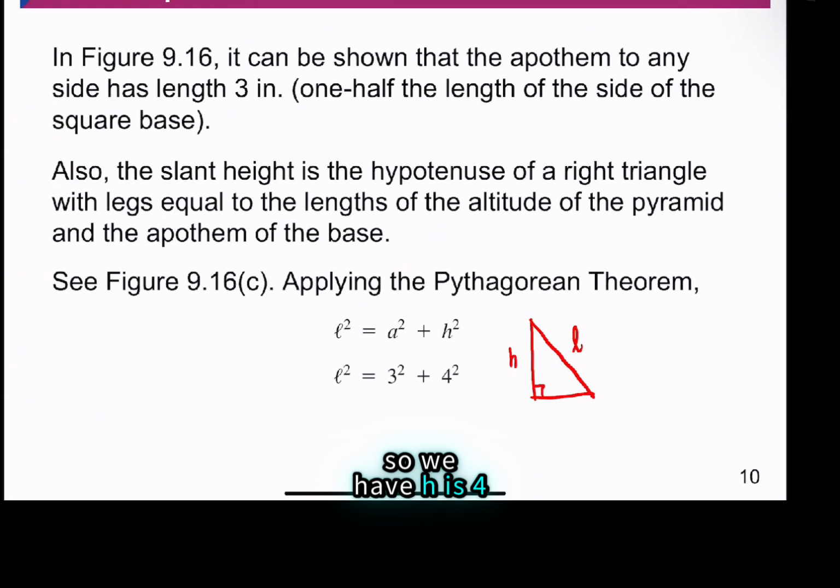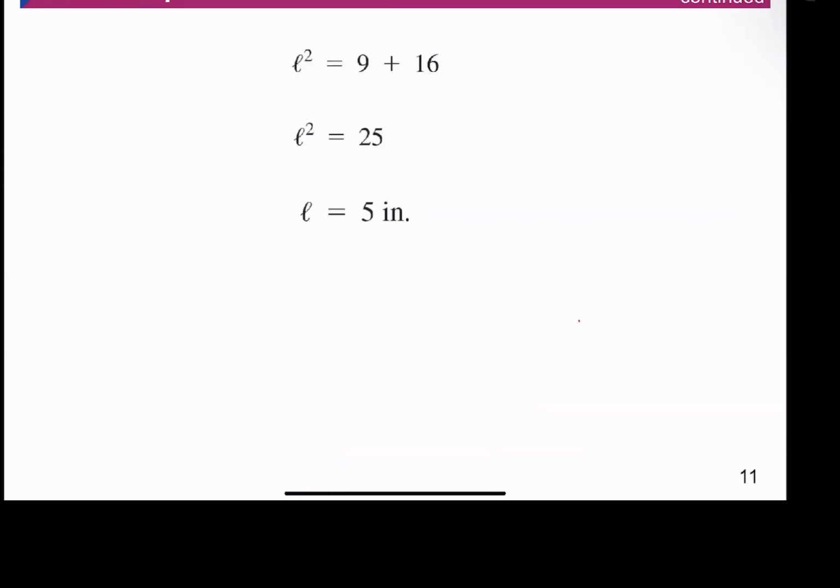So we have h is 4 and a is 3. So 3 squared plus 4 squared is 9 plus 16, so that's 25. So L squared is 25, giving us the slant height equal to 5 inches.